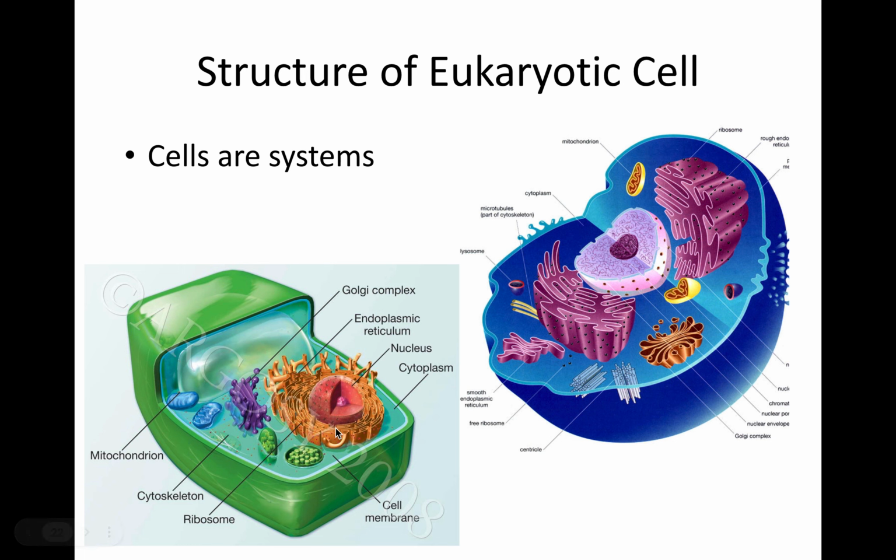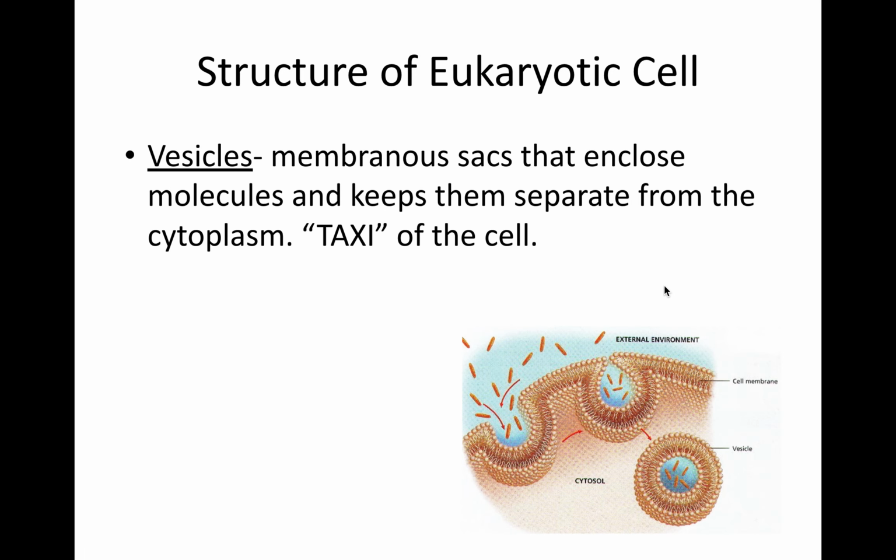Below is a plant cell, and on to the right is an animal cell. We're going to go over all of the organelles in a eukaryotic cell. So organelles are just these guys that live within a cell, and they're membrane bound most of the time. Okay, so the first one is vesicles.